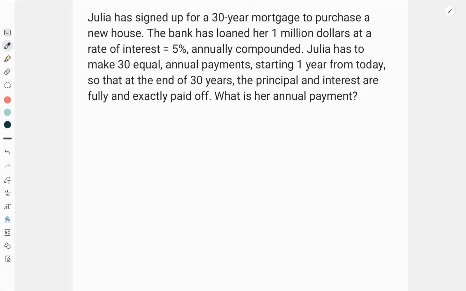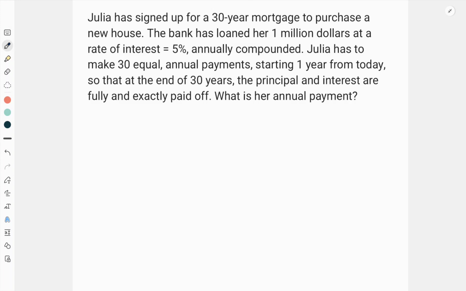And we want to make 30 equal payments so that at the end of 30 years the principal and interest are fully and exactly paid off. Now this is the complex part. So what is our annual payment? Let's take smaller numbers. We don't want to immediately jump the gun and solve this problem in its full glory. Let's solve a simpler problem first.